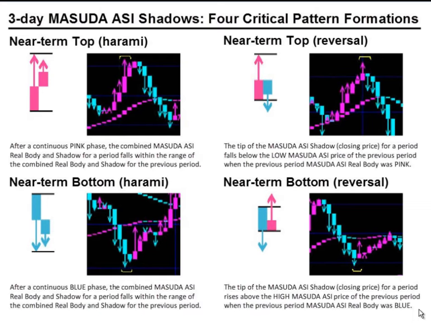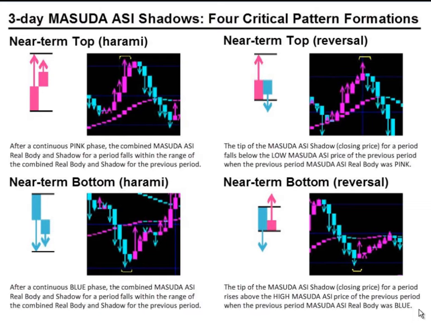that they can be used to identify near-term turning points, including near-term tops and near-term bottoms, and also when we put all of the Masuda Ashi shadows, if we click all of the buttons on the Masuda Ashi chart, that they help us to clearly identify trends at a glance.